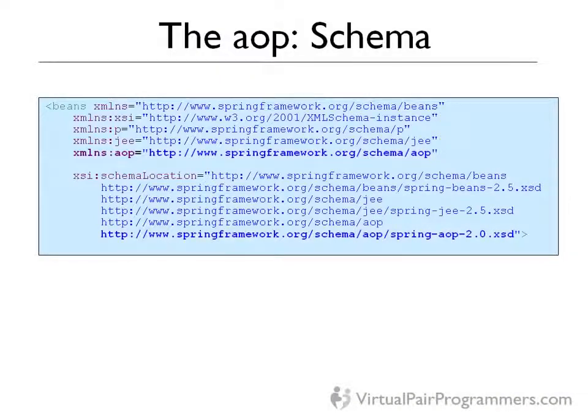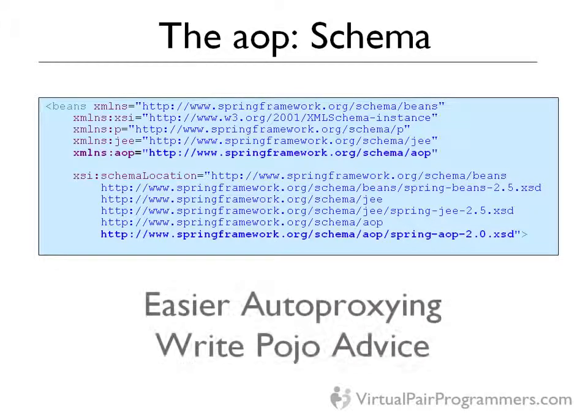So what's the purpose of using this schema? Well, there's two benefits of using the schema. First of all, the auto-proxying is going to be a lot easier than it was, and secondly, it will enable you to write POJO advice. So let's have a look at this.